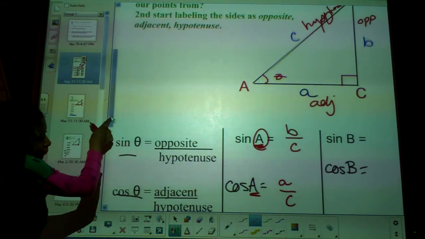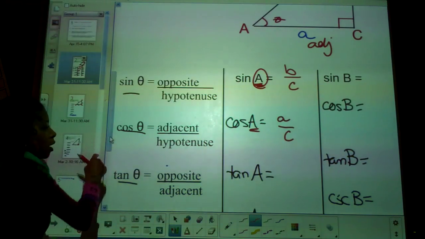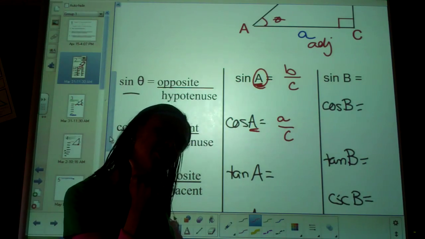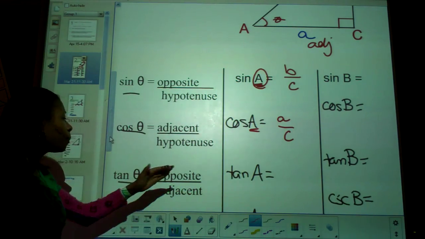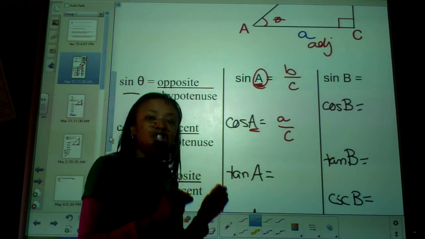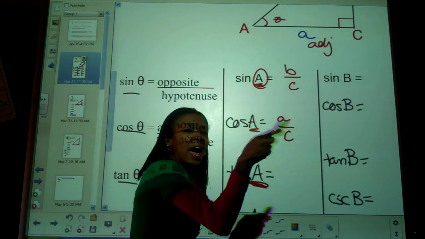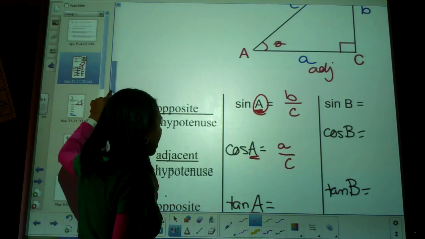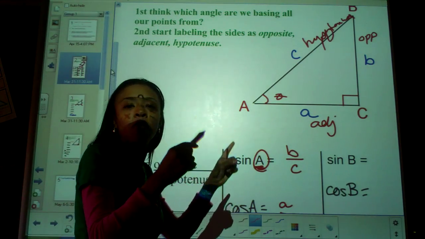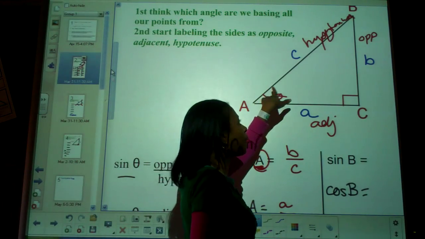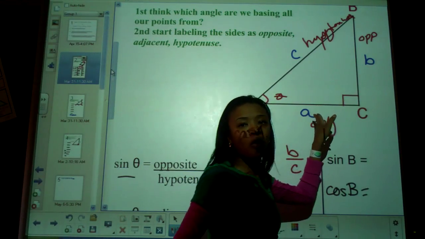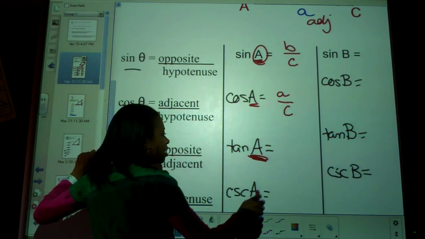Now, let's go down to tangent A. If somebody says, I want the tangent of angle A, the minute you hear tangent, you know which two legs you're comparing. You're comparing the opposite over the adjacent. When they say tangent A, they're telling you which angle to look at. So when I say angle A, I know I'm talking about here, and tangent means opposite over the adjacent. So which leg is opposite? B over the adjacent, which is A. So it will be B over A. Opposite over the adjacent.